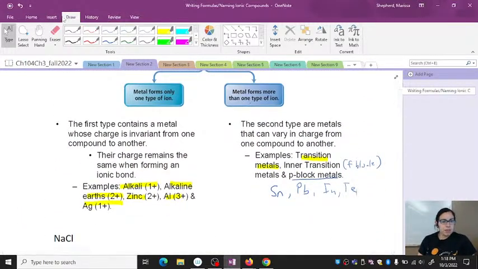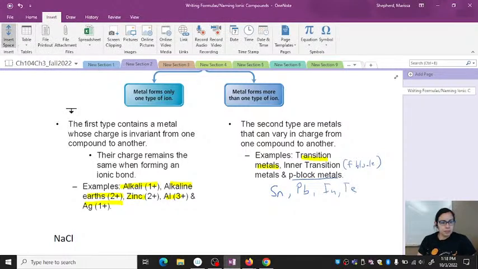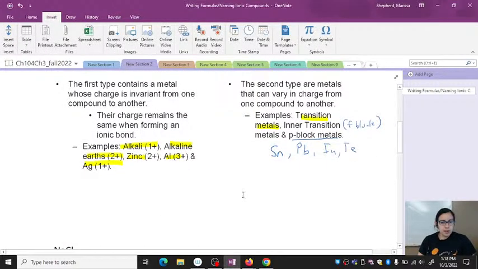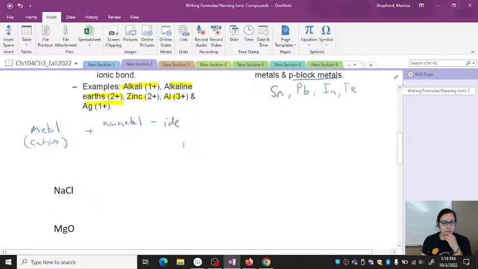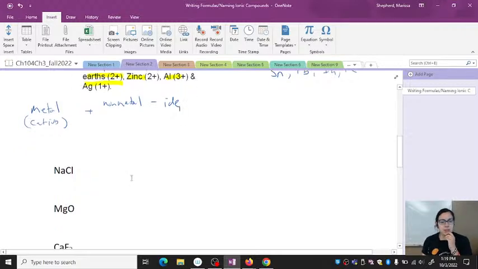And so how we name them, for the first type, when we just have a metal that we always know the oxidation state in, we just have to name the metal. So that's going to be your cation. So the name of the metal plus now the nonmetal, except you change the ending to "ide." So let's practice some of these.